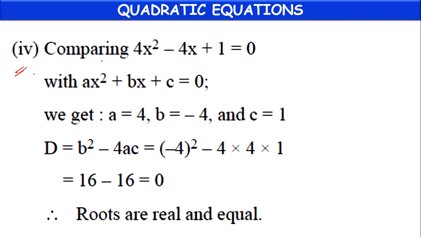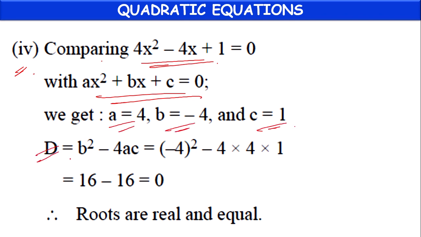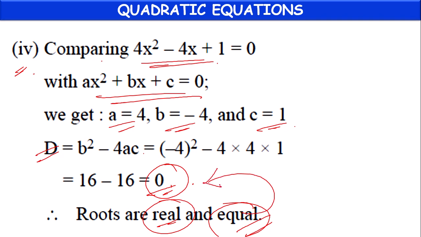Next line. Comparing 4x square minus 4x plus 1 equal to 0 with the general form, a equal to 4, b equal to minus 4, c equal to 1. We can find the discriminant value. We will get 0. As we are getting 0 here, the roots are real and equal. Roots will always be equal when and only when the discriminant is 0. Only in that particular condition will roots be considered equal.